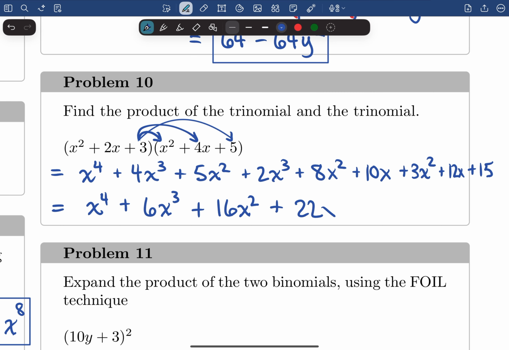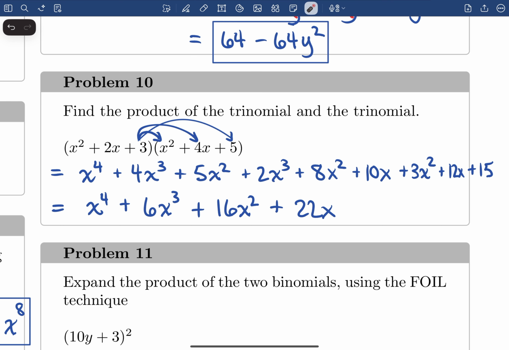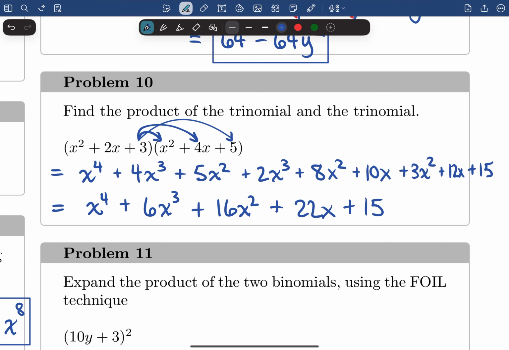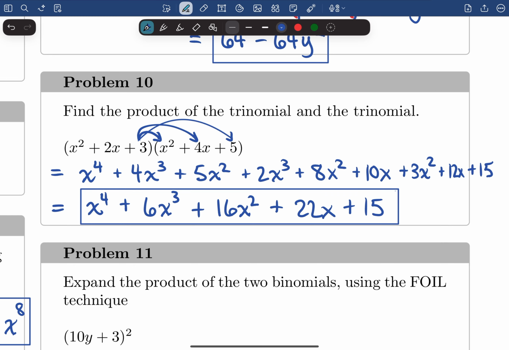And lastly, I move on to the constants, and I scan looking for the constants, and the only constant is 15. So I put a plus 15 right there at the end. Great. So this trinomial multiplied by trinomial results in this polynomial right here.